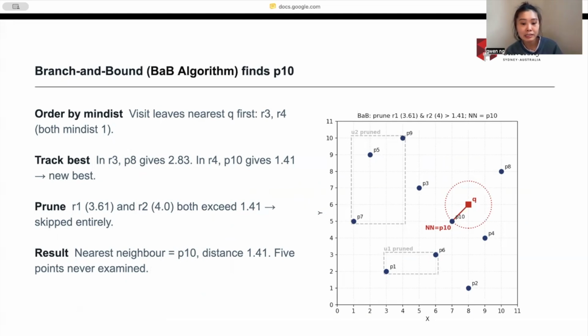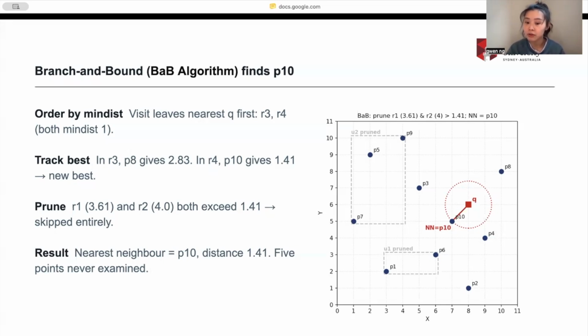Then we move to the next leaf and P10 comes in at 1.41, a new best. And here's where the pruning pays off. The two remaining leaves have distances of 3.61 and 4.0. Both are farther away than our current best of 1.41, which means nothing inside them could possibly be closer. So we throw them both away without even looking inside.